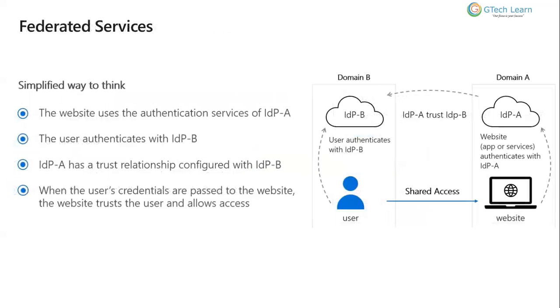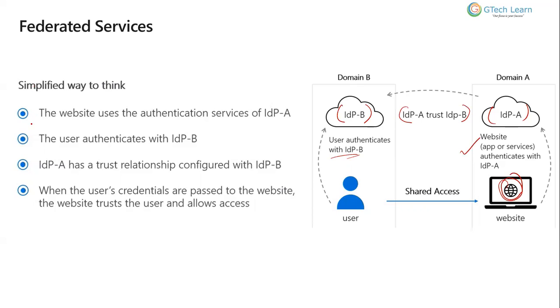Now, moving ahead and talking about the federated service. In the federated service, we can go ahead and set up a federation. Now, you can see here we have two different identity providers available, identity provider A and identity provider B. Identity provider A trusts identity provider B, and we have the website present in identity provider A, and when user B authenticates with identity provider B, then that website or app service authenticates with identity provider A.